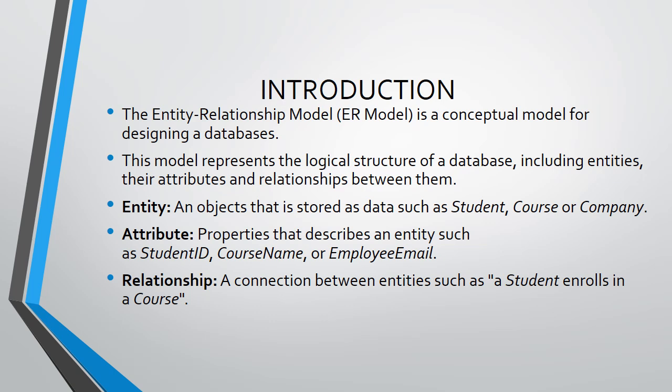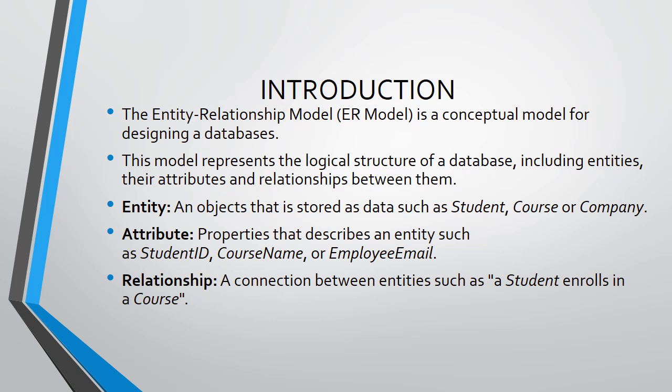For example, suppose we design a school database. In this database, the student will be an entity with attributes like address, name, ID, age, etc. The address can be another entity with attributes like city, street, name, pin code, etc. And there will be a relationship between them.